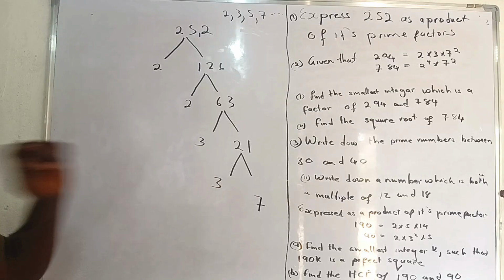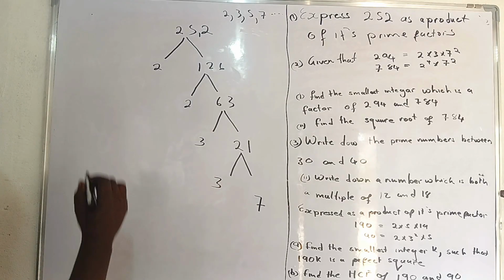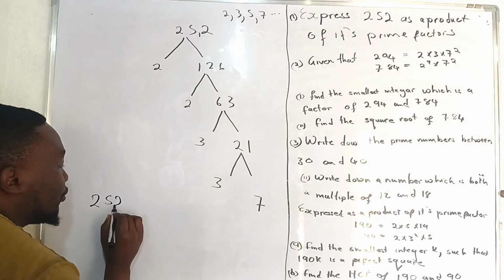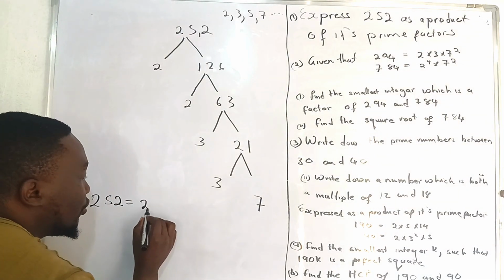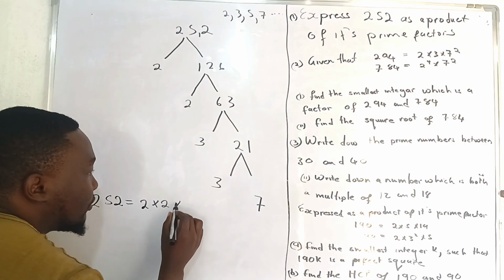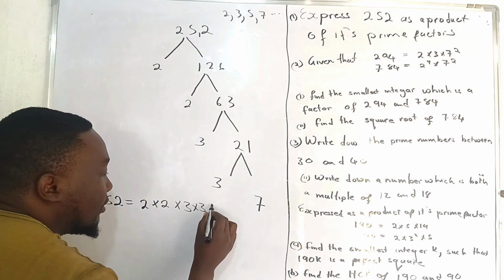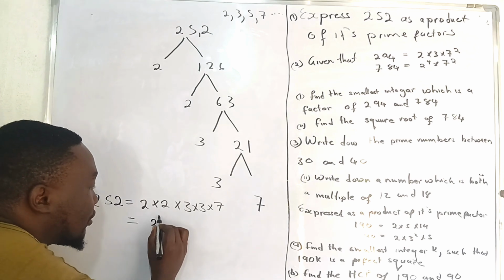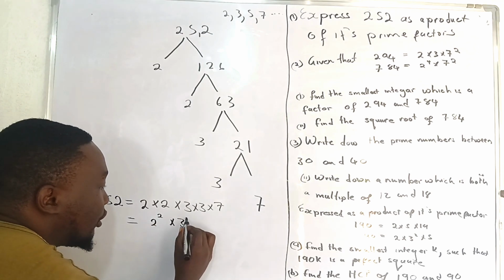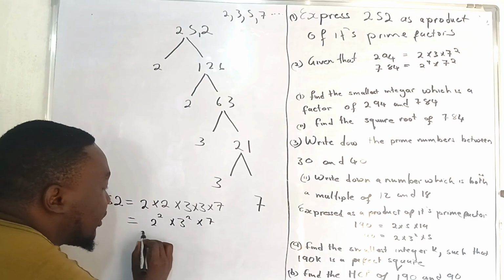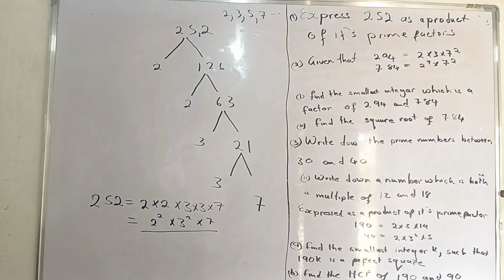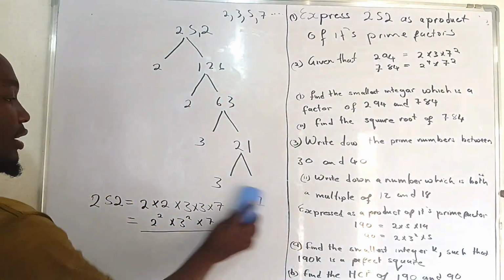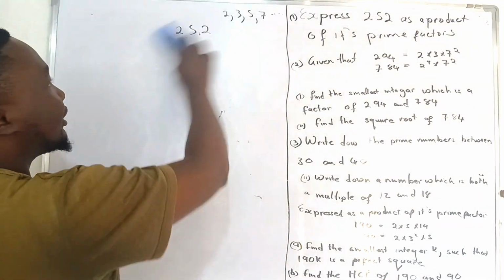7 is a prime factor. So you have used the tree method to find it. Then you express your answer as 252 equals 2 multiplied by 2 multiplied by 3 multiplied by 3 multiplied by 7, which is 2 to the power 2 multiplied by 3 to the power 2 multiplied by 7. That's the product of its prime factors. That's the first question. Let's move on to the second question.